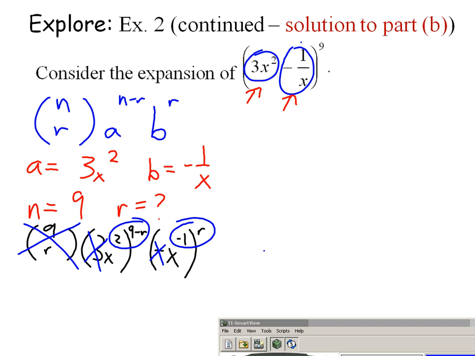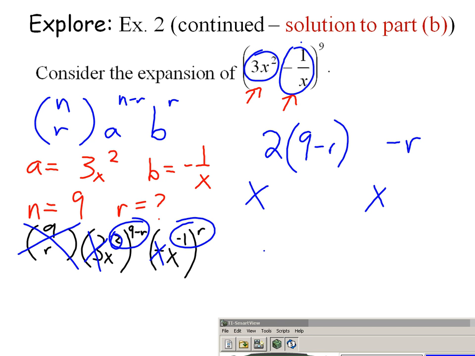Now 9 minus r, if you're already squaring something here, and then we take it to another power, what do we do with that? Well, we end up multiplying. So we're going to have 2 times 9 minus r, and that will be an exponent with a base of x. So we essentially have x to the power of 2 times 9 minus r, but I'm not going to worry about the x right now. And then I have another exponent, which is negative 1 times r, also known as negative r, which will also have a power of x.